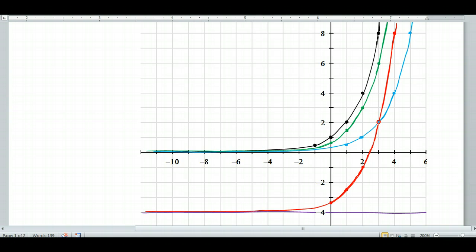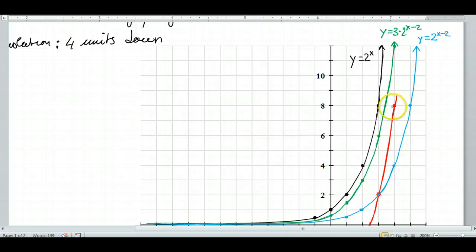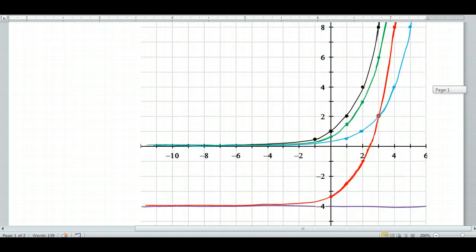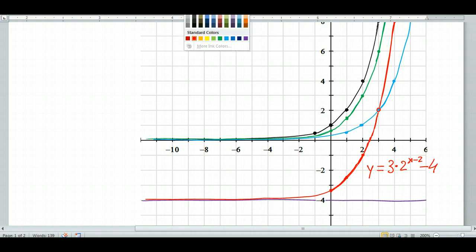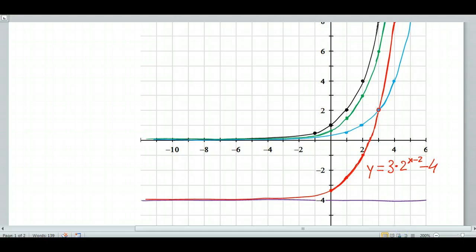Oh, it's right here. And that, of course, is my final graph, right? So this is y equals 3 times 2 to the x minus 2 minus 4. Done! All right. Next question.